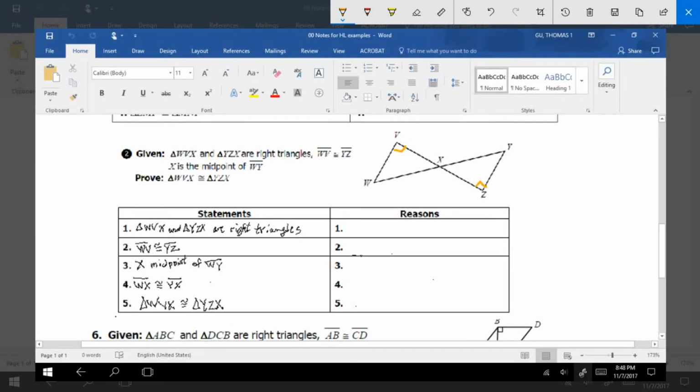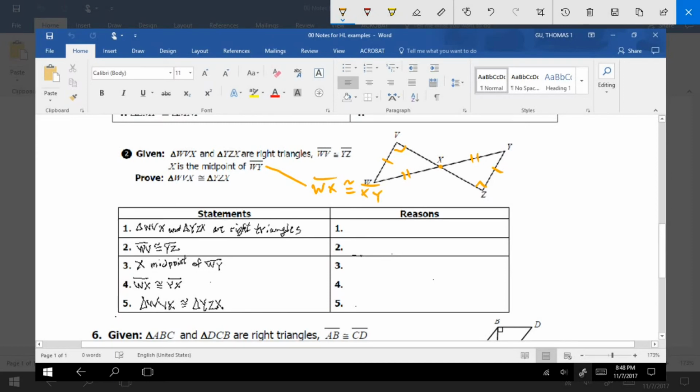WV, that's right here, is congruent to YZ. That's right there. And X is the midpoint of WY. Why would they tell you that? Because they want you to know that WX is congruent to XY. So let's go ahead and write that. WX, that's from the midpoint, so WX is congruent to XY.